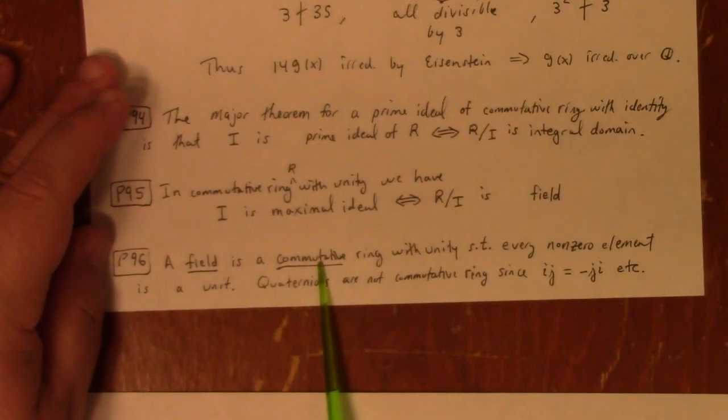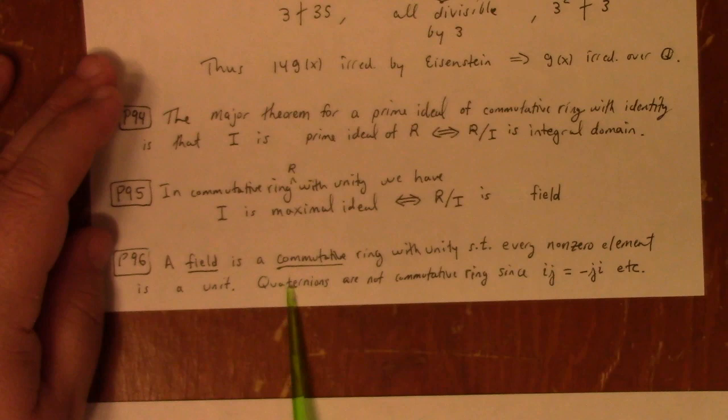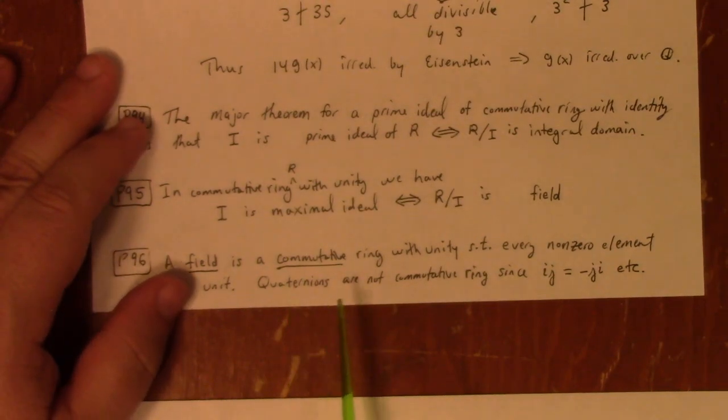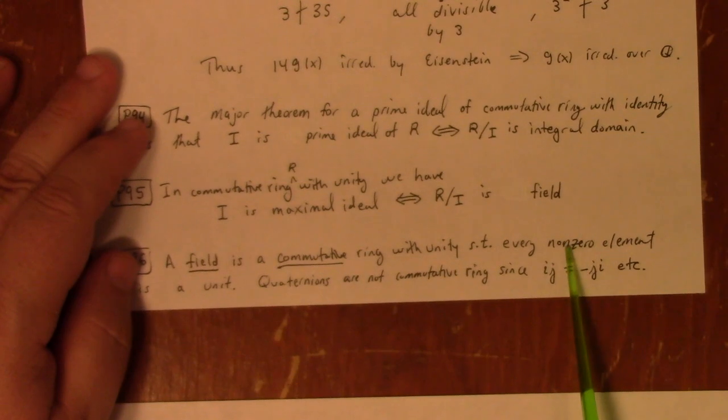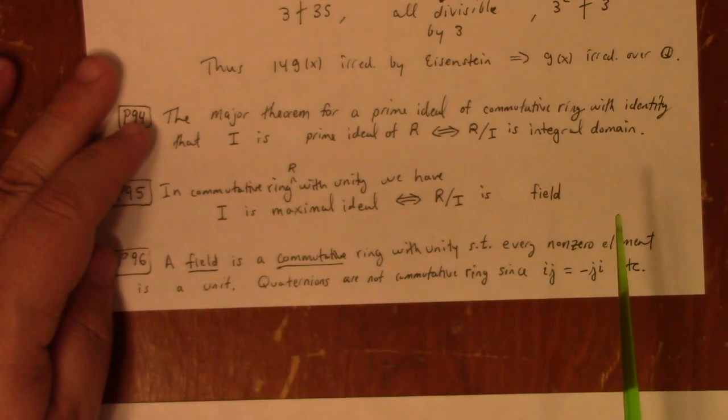A field is a commutative ring with unity. That means every non-zero element is a unit, right? Quaternions, which problem 96 is about, are not a commutative ring since i times j is equal to minus j times i. Now, quaternions are interesting, though, in that every non-zero element in the quaternions is a unit. And not only that, you can calculate the inverse for quaternions essentially the same way as for complex numbers. Like 1 over z, what's the formula for it? Well, it's z bar over |z| squared. That is also true for quaternions. The inverse of a quaternion z, 1 over z, is in fact z bar over |z| squared.